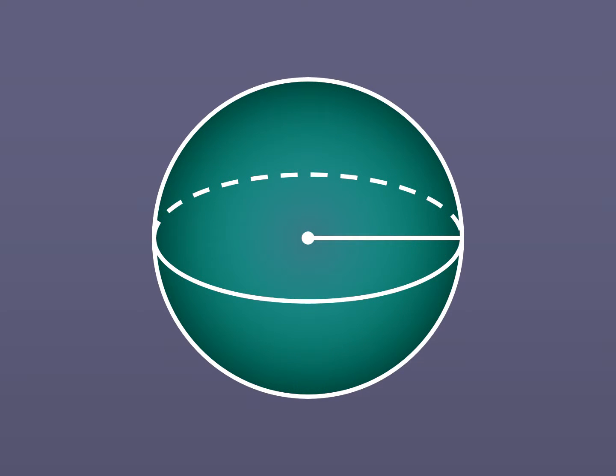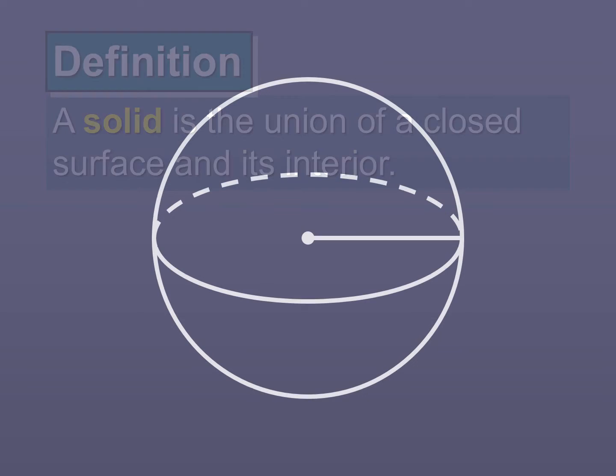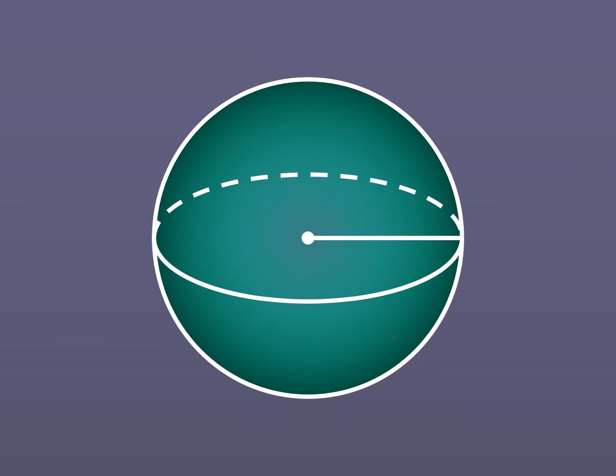So as you can see, the surface is just the outside part. But what if we wanted to include what was inside? We would get what's called a solid. A solid is the union of that closed surface and everything that's inside that closed surface. That's when we get a solid. Again, we're going to include the inside.